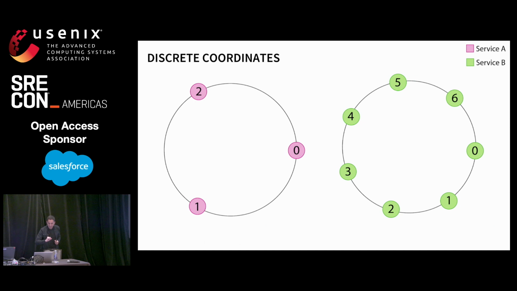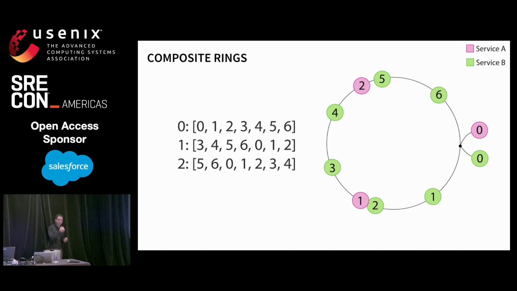So independently, these two rings don't bias much, but because the rings actually share the same domain, we can compose them. So here we have the two rings composed, and this allows service A to derive a unique ordering of service B. So for example, instance 0 of service A can walk the ring clockwise and derive the ordering 0, 1, 2, 3, 4, 5, 6. Instance 1 can do the same and derive the ordering 3, 4, 5, 6, 0, 1, 2, and so on.